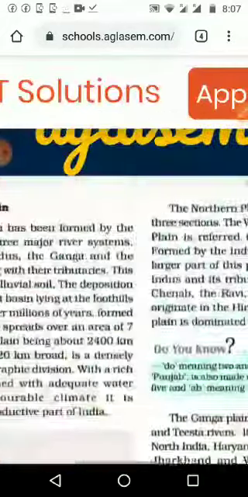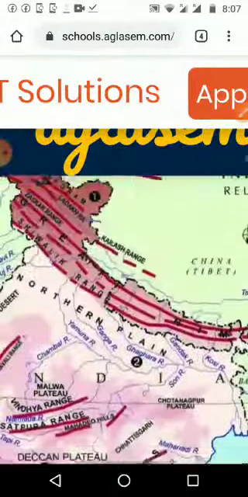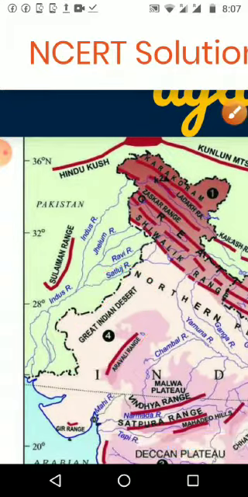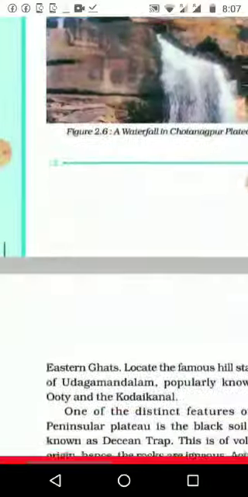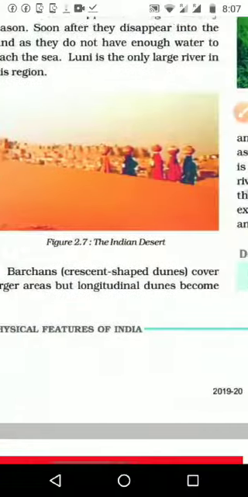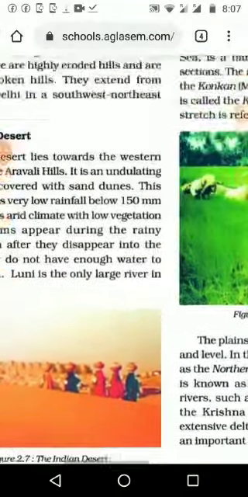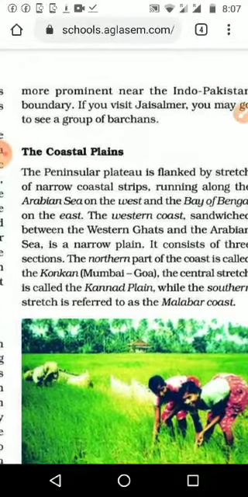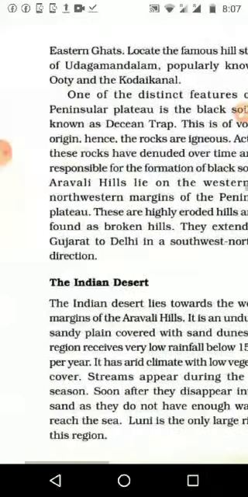When we go back to our map, we can see the desert area. Let me take the map. This is the desert area, and on this side we can see the speciality of the desert, which we have seen already. The crescent shaped and longitudinal dunes can be seen in that area. And if you move to Jaisalmer in Rajasthan, we can see the different branches of that, and that is all about the Indian desert.